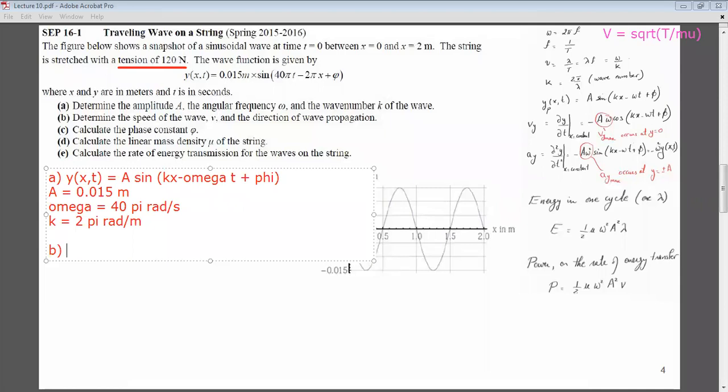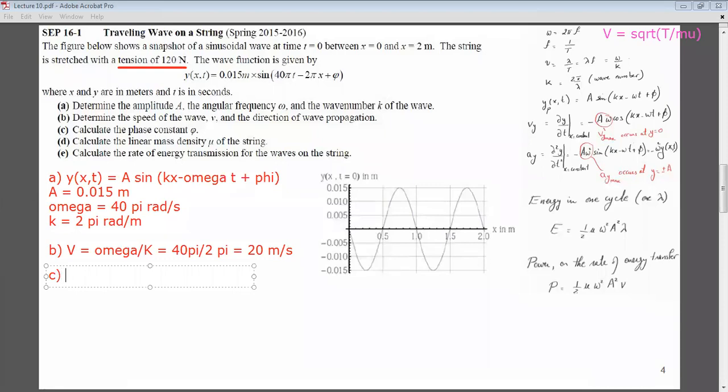Part B, determine the speed of the wave v. So v is equal to omega divided by k, and this will give me 40 pi divided by 2 pi, and this is nothing but 20 meter per second.